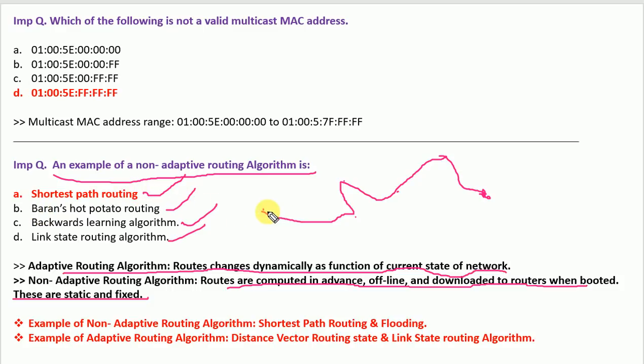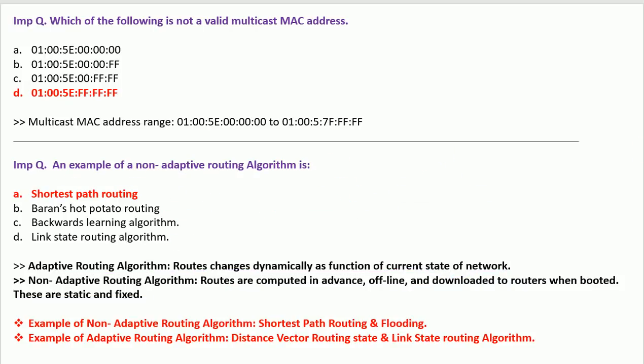An adaptive routing algorithm can create its own path based on the conditions, and it can automatically choose the shortest path to go from source to destination. So it's not static, it's basically variable. But coming to the non-adaptive routing algorithm, these paths are static and fixed. So there is a fixed, defined path.